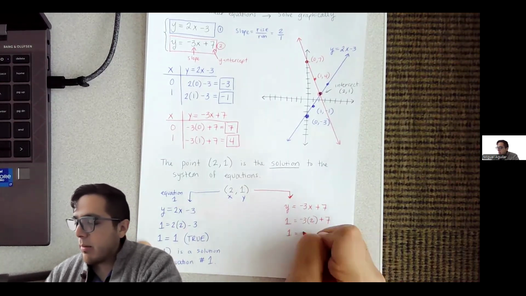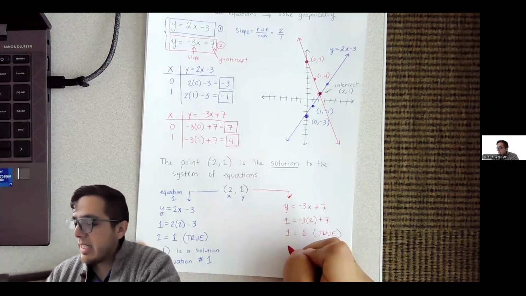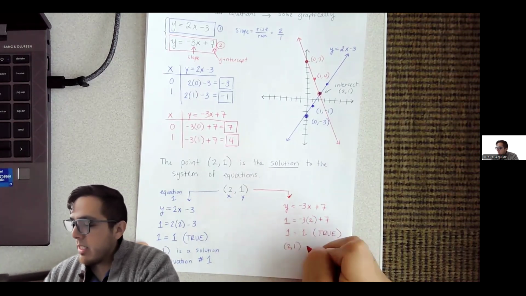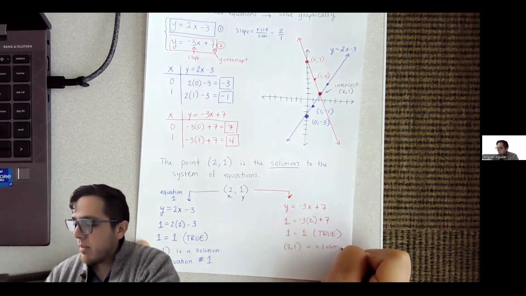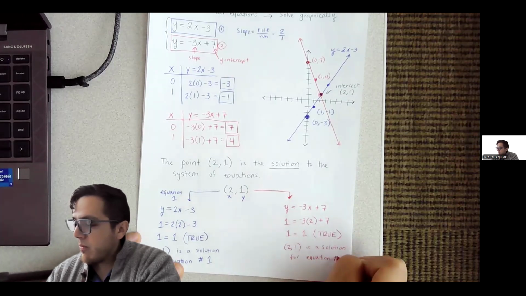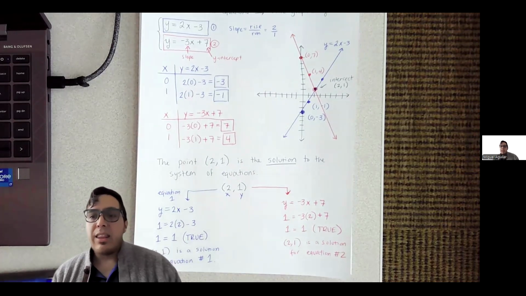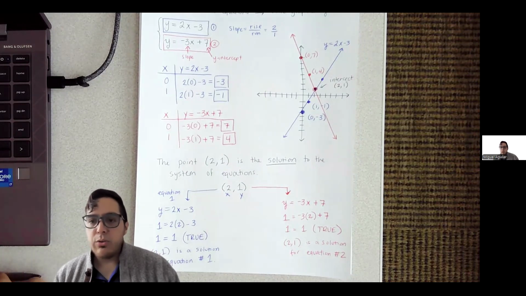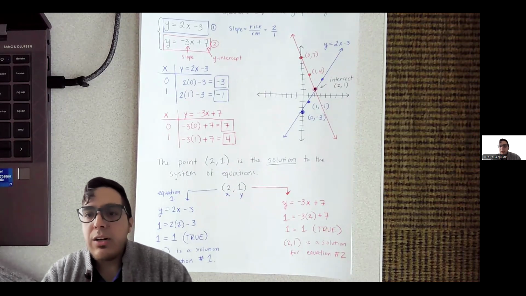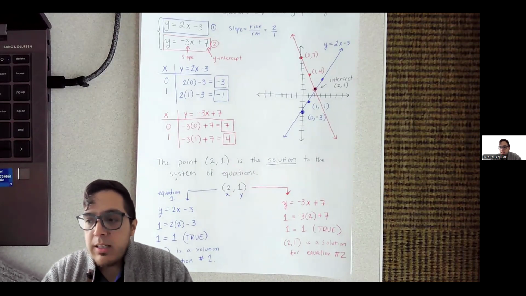And then if you add 7, you get a positive 1. So that also is a true statement, meaning that 2 comma 1 is a solution for equation number 2. And so since it's a solution for both of those equations, we say that that point, that xy pair 2 comma 1, is a simultaneous solution for both of the equations in our system. In other words, 2 comma 1 is the solution for this system.